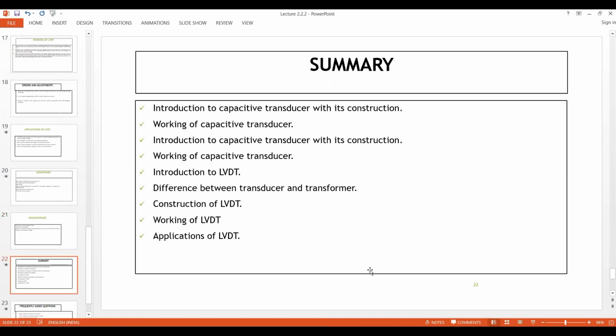We studied the inductive, capacitive, and resistive transducers. We also studied the LVDT, its working and principle of operation. Thank you. Now we are going with the strain gauge and thermistors. Any comments or queries you have, you can write in the comment section.